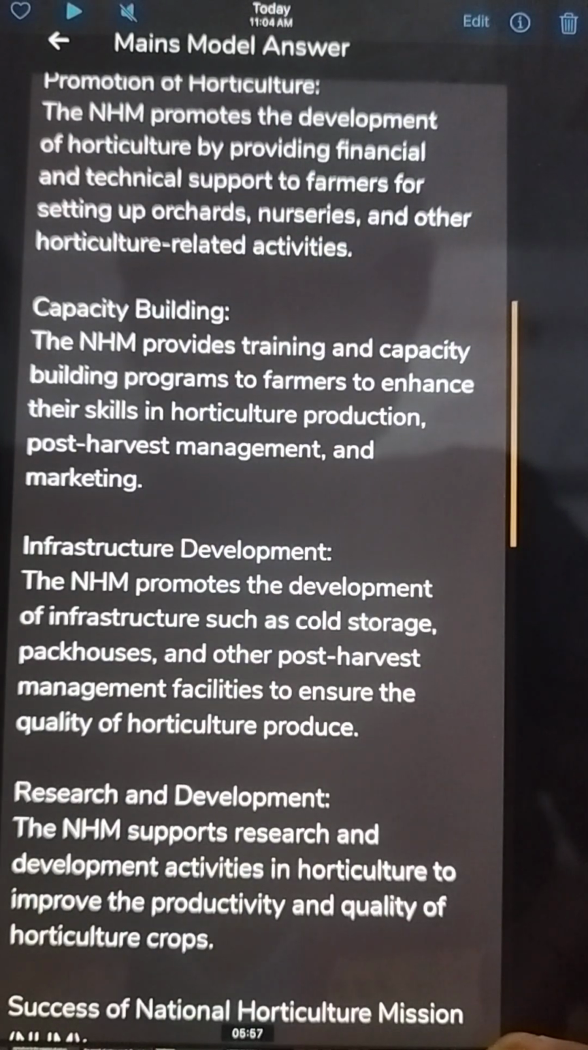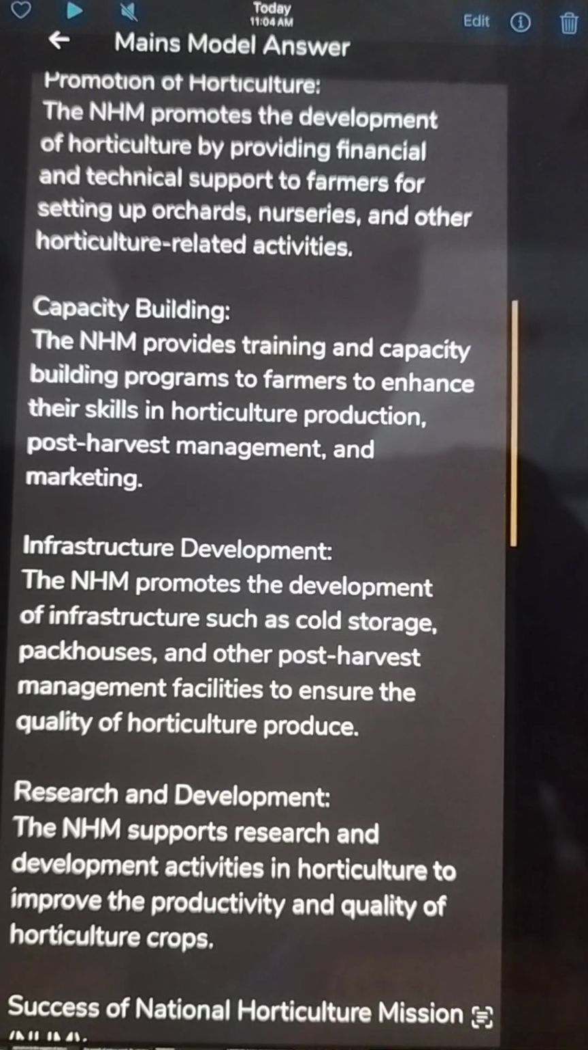First is the promotion of horticulture. The NHM, National Horticulture Mission, promotes the development of horticulture by providing financial and technical support to farmers for setting up orchards, nurseries, and other horticulture related activities.